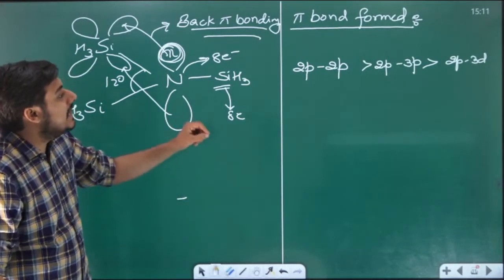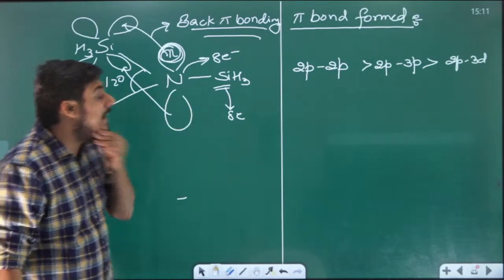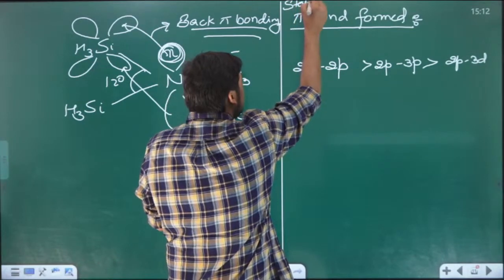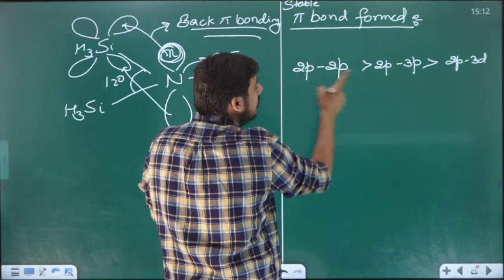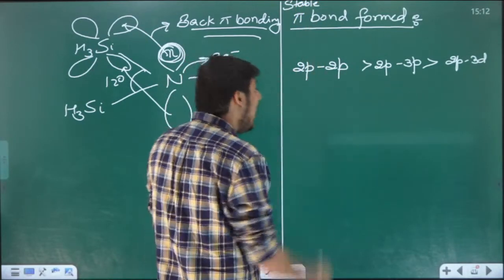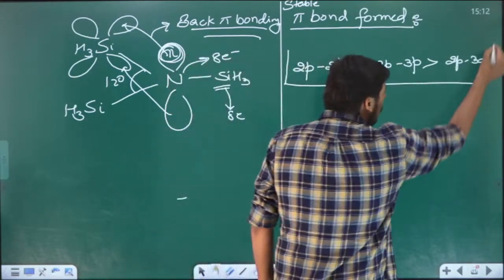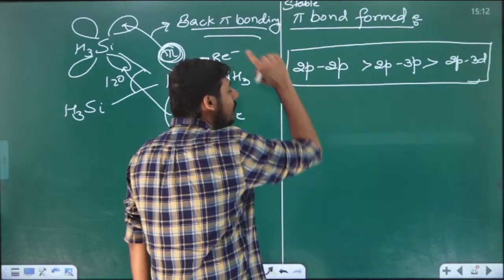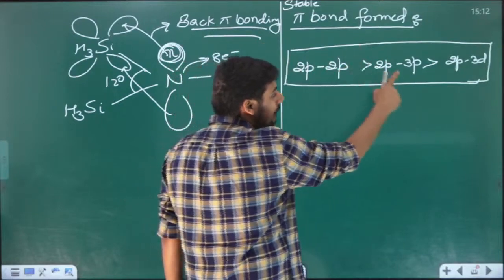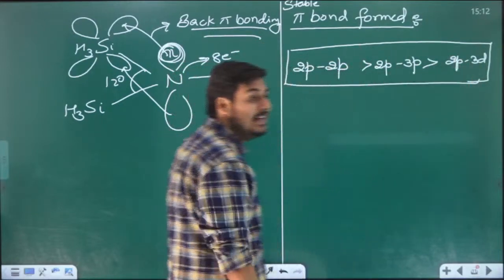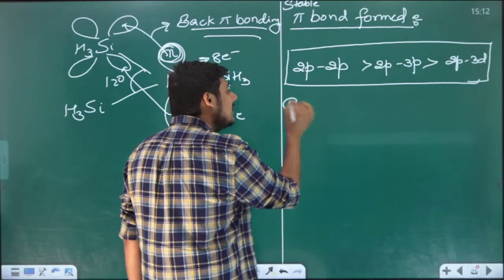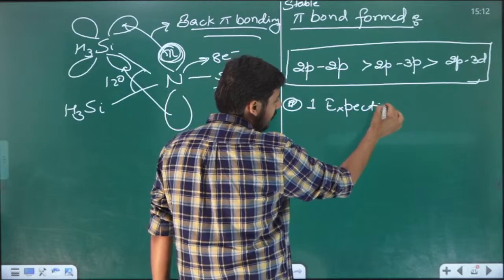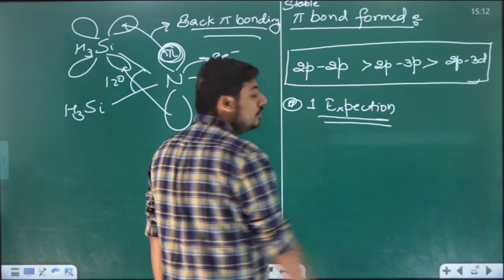So what we can say by this is that a stable pi bond will be formed by these three overlaps, and this will be the order of energy of pi bond formed. A pi bond formed by 2p2p overlap will be the most stable, then there will be 2p3p, and then 2p3d. There is only one exception to this particular rule. I will discuss that exception to you also.